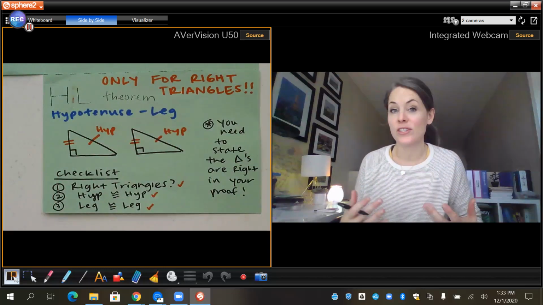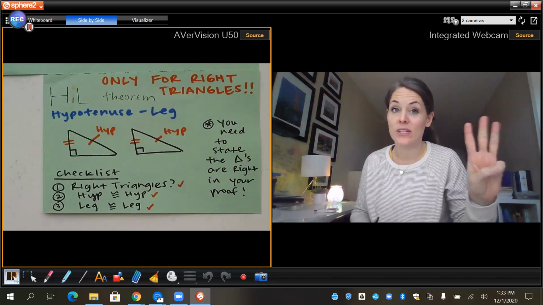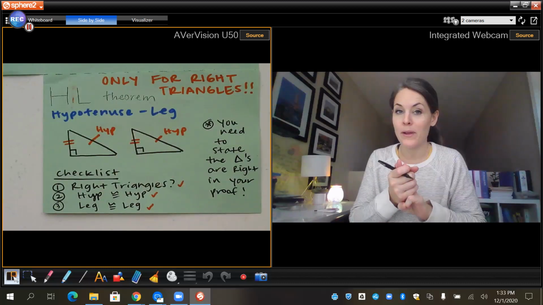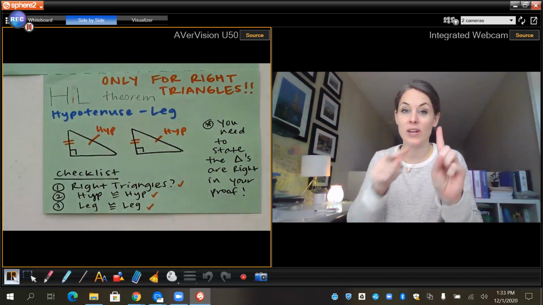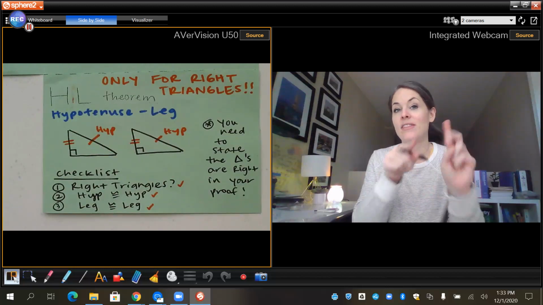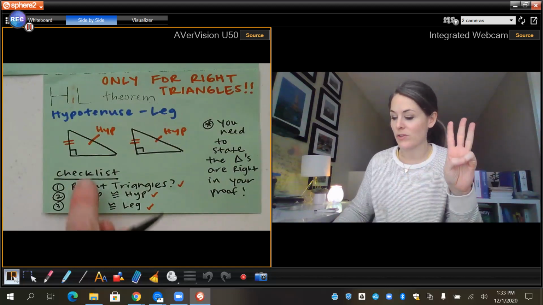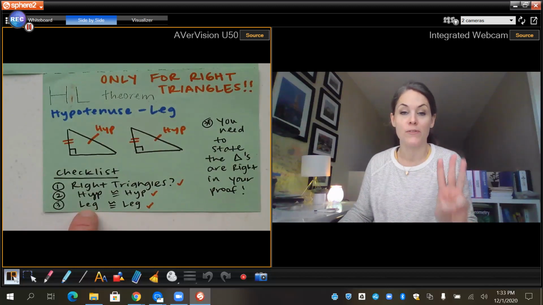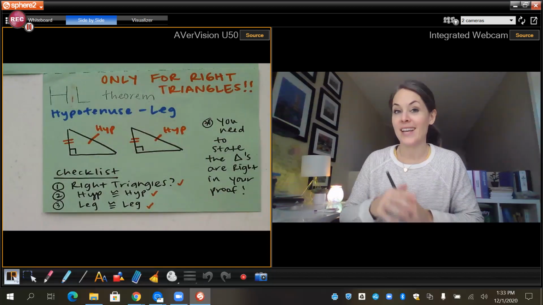So it's an extra step. There's still 3 things you need to state before you stop and prove the triangles congruent. In this one, you'd have to have the hypotenuse statement, the leg statement, and that it's a right triangle. So these 3 things you'd have to state in your proof in order to use it as HL.